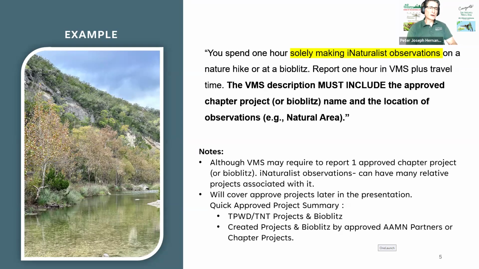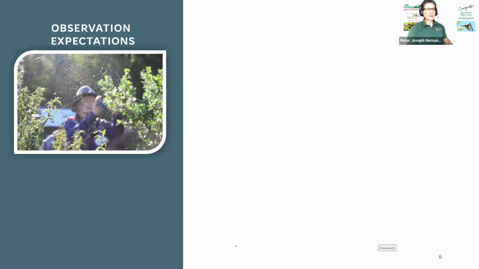And also just what are approved projects. We'll cover it later, but real quick, projects that are approved by this chapter are, if it is a TPW or a Texas Nature Tracker project or BioBlitz, yes, it is covered, more than likely. I'd say 100% of the time. Created projects or BioBlitzes that are approved by our partners or by our chapter, part of our chapter projects, those are okay. So that's a quick summary. If it falls into that category, the probabilities are that you will have it correct when you go to VMS. Again, I will get into more detail on that. So what are some of the observation expectations that we have?